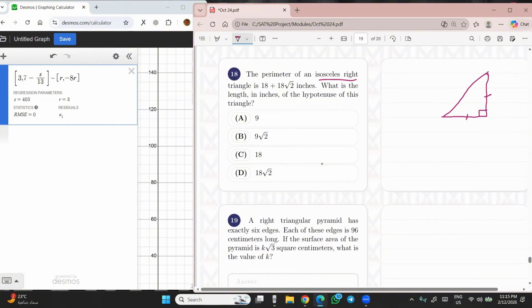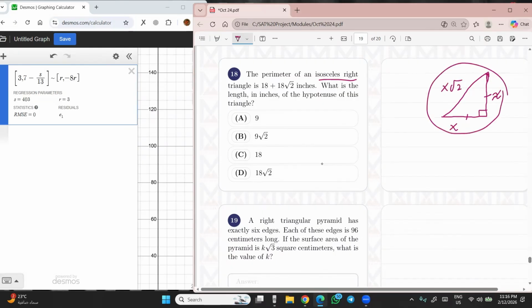The isosceles right triangle has some features we need to remember. Whatever this number is, this will be the same. For example, 7 here, this is also 7, but this is 7 square root 2. So let's consider this as x, and this also as x, and then this will be x square root 2.